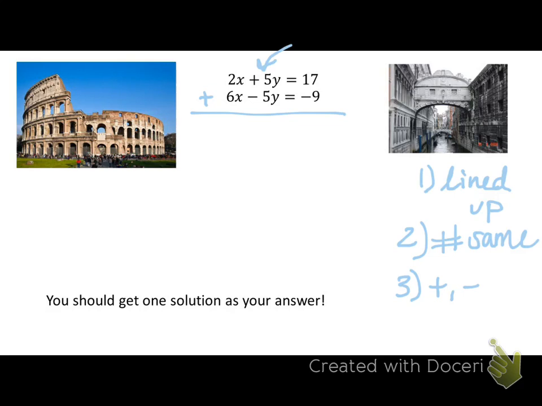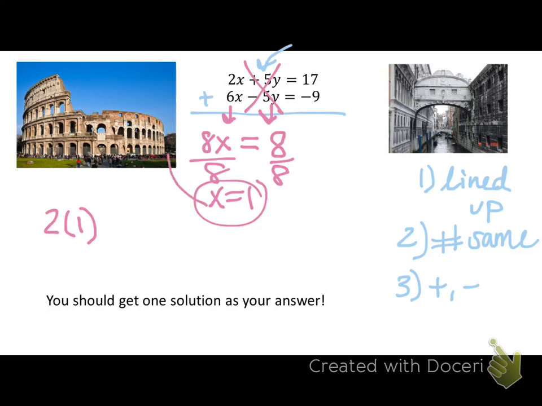And we're always going to be adding in this. So 6x plus 2x is going to be 8x. 5y plus negative 5y, well, that's going to cancel because they're opposites of each other. 17 plus negative 9 is 8. So my x should equal 1, but we always have to have a point, so we're going to pick an equation. Doesn't matter which one you pick. We're going to take the top one for this one. We're going to plug this in for my x to figure out what y is because it has to be a point. 2 times 1 is 2.